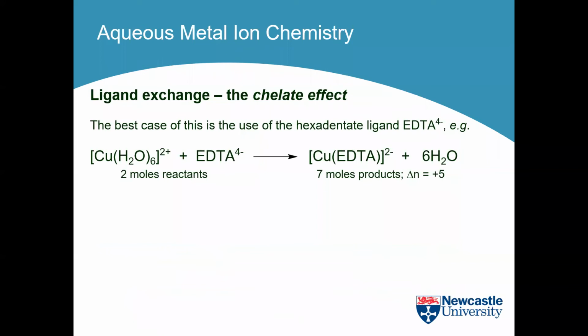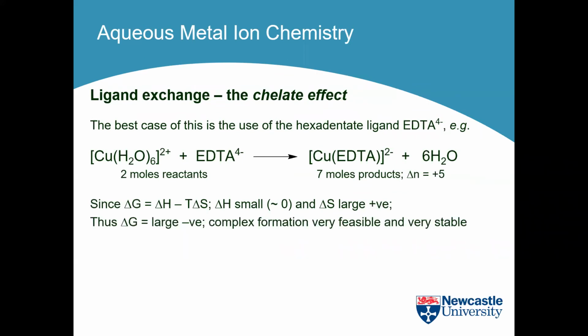So overall, delta H is very, very close to 0. But because you've got a massive increase in the number of moles on the right, from 2 to 7, which is +5, you've got a massive increase in entropy. That's the equation you're very familiar with for entropy change and Gibbs free energy. Delta H is effectively 0, so it can disappear out of that equation. Delta S is extremely large and positive, so delta G is extremely large and negative. So it's a very favorable, very feasible process, and the product is very stable. It will not undergo further substitution.